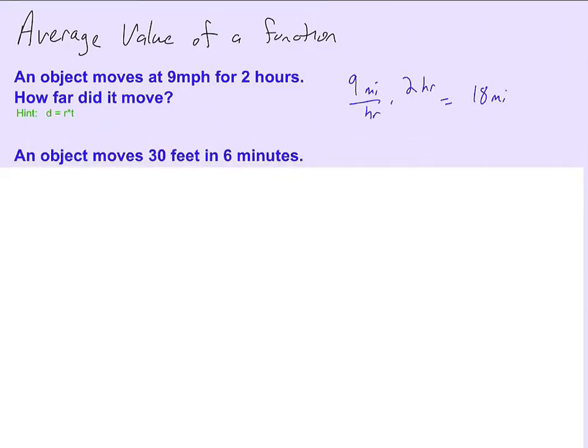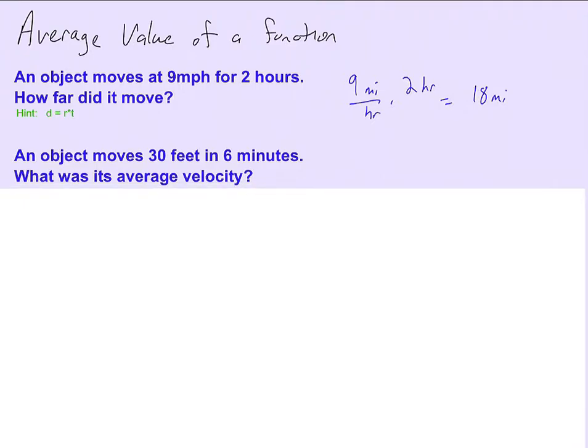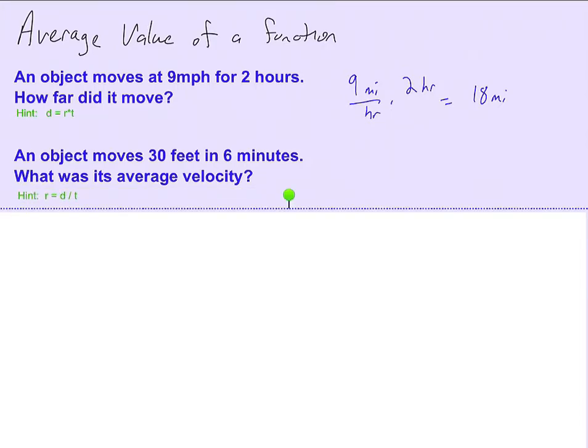What about an object moves 30 feet in 6 minutes? What was its average velocity? Well, again, no tricks here. Average velocity or speed or rate, a lot of synonyms here, is equal to distance divided by time. If d equals rt, then r equals d over t. If you drive 30 feet in 6 minutes, you are moving at 5 feet per minute. Again, no tricks. Easy idea. But the important word here is average. The average velocity.